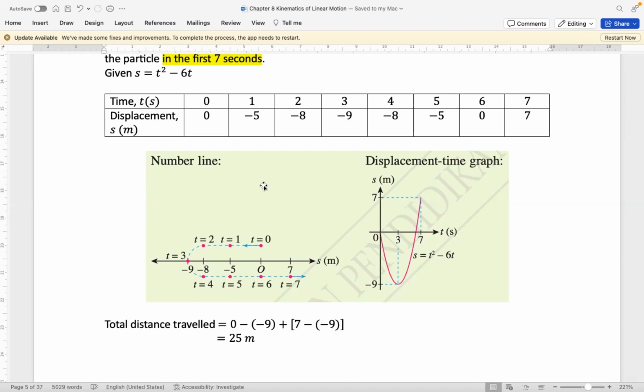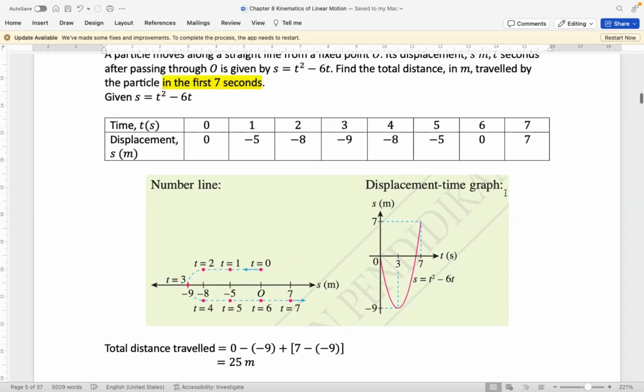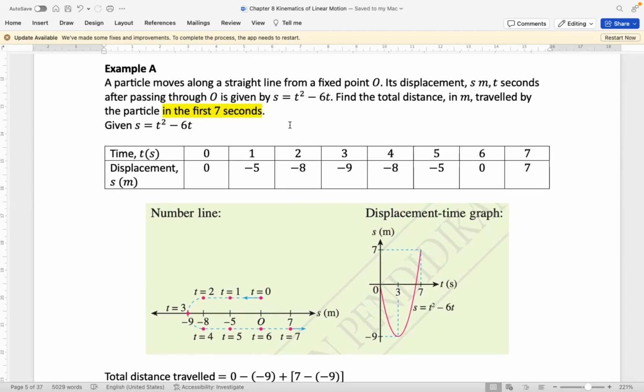Okay, so this is number line method. Another method is you can draw a displacement time graph to find the total distance traveled. So same thing, they give us the information in the first 7 seconds. So you also can draw a table like this, and then you plot the point into your graph. So we have 0, 0, 3, -9, and then 6, 0. You can label on your own. This is 6, and then 7, 7.